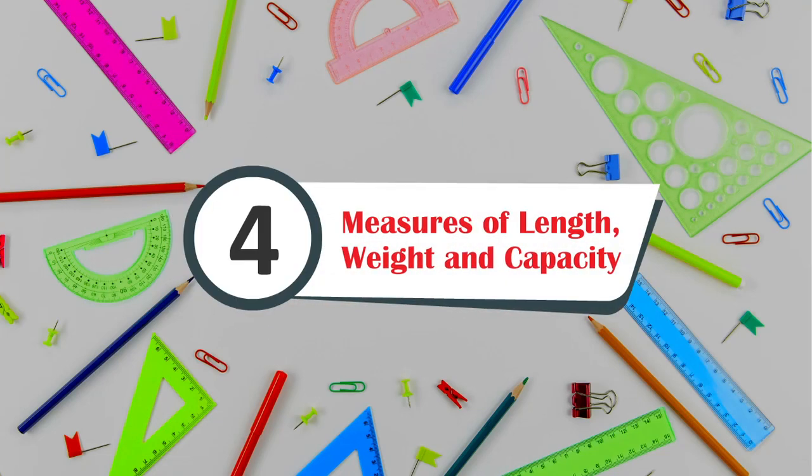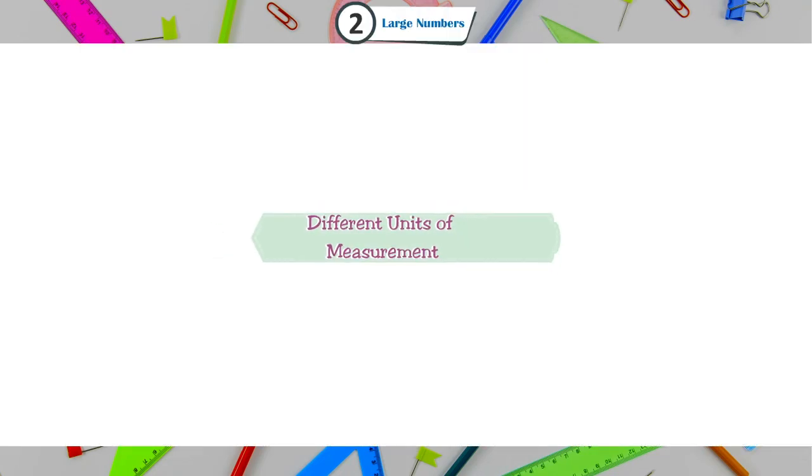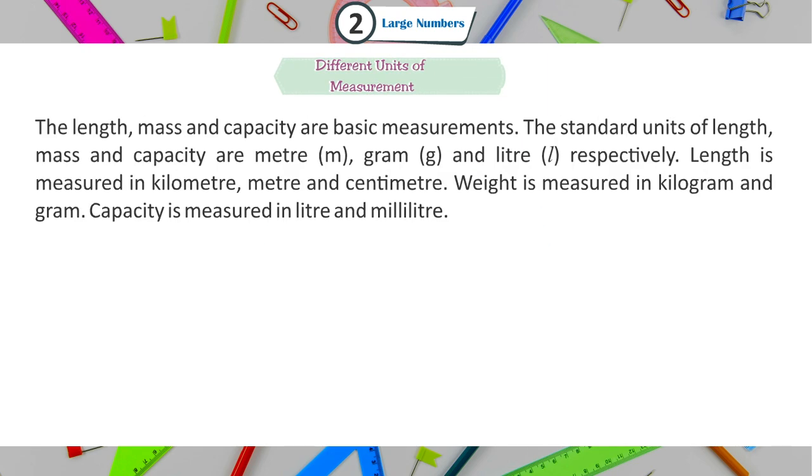Chapter 4: Measures of Length, Weight and Capacity. Different units of measurement. The length, mass and capacity are basic measurements. The standard units of length, mass and capacity are meter (m), gram (g), and liter (L) respectively.